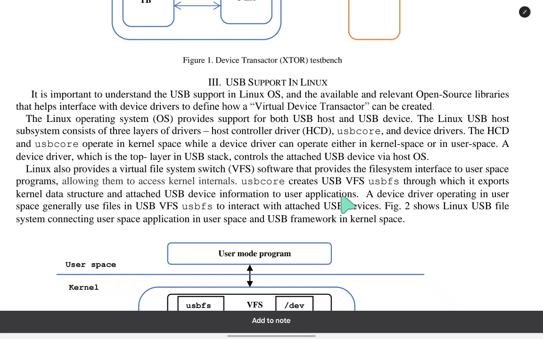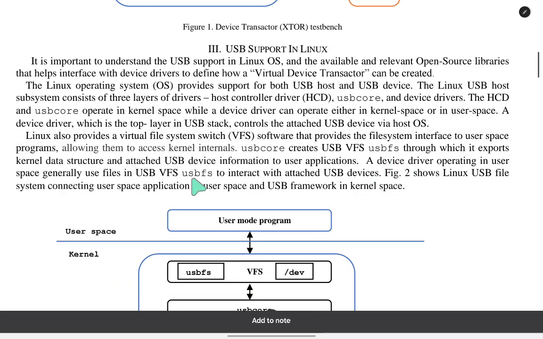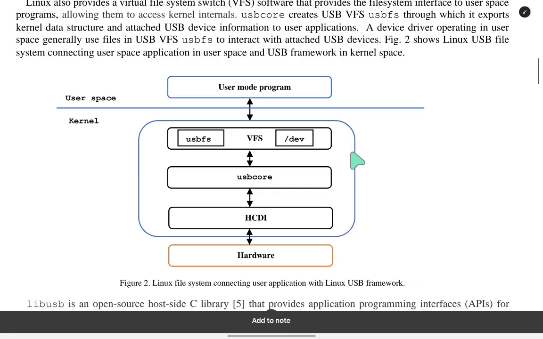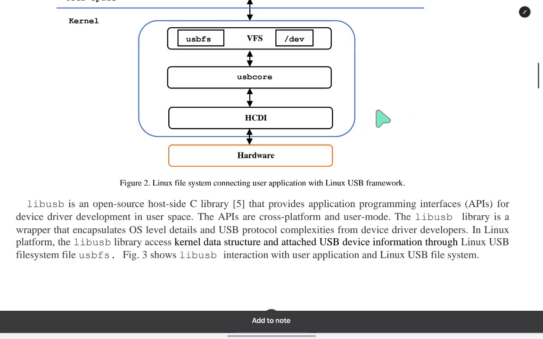A device user operating in user space generally uses files in a USB VFS, usbfs, to interact with the attached USB devices. Figure 2 shows the Linux USB file system connecting the user application in user space and the USB framework in kernel space.